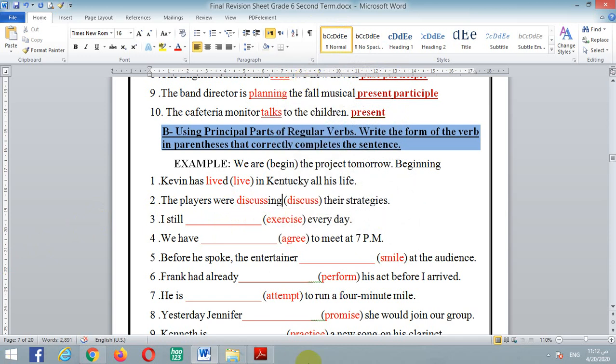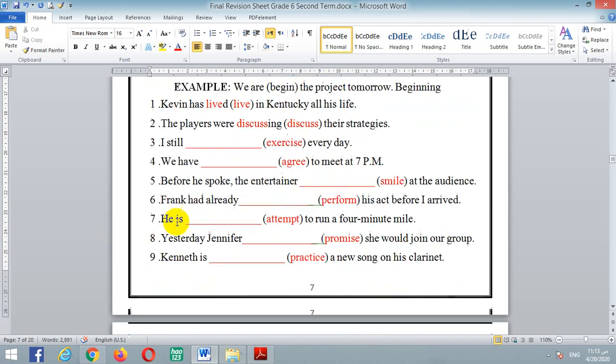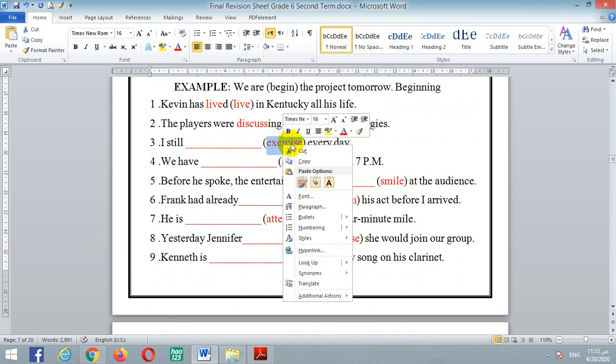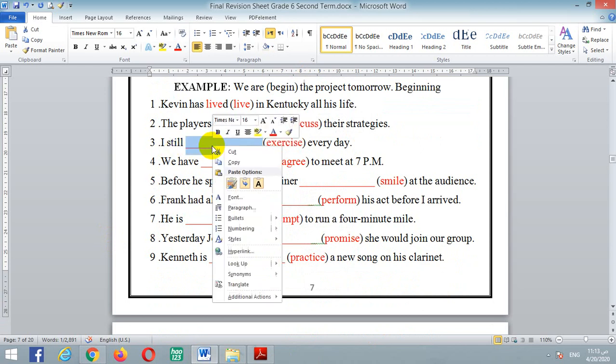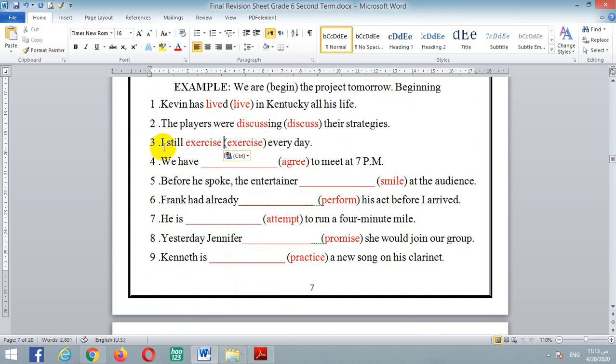Okay. Number 3. I still exercise every day. Every day refers to the present. So when I say I still exercise, it's present. The present, so the verb with s or without s. Look at the subject. Where is the subject here? It is I. So I doesn't take an s. So I still exercise, the same.